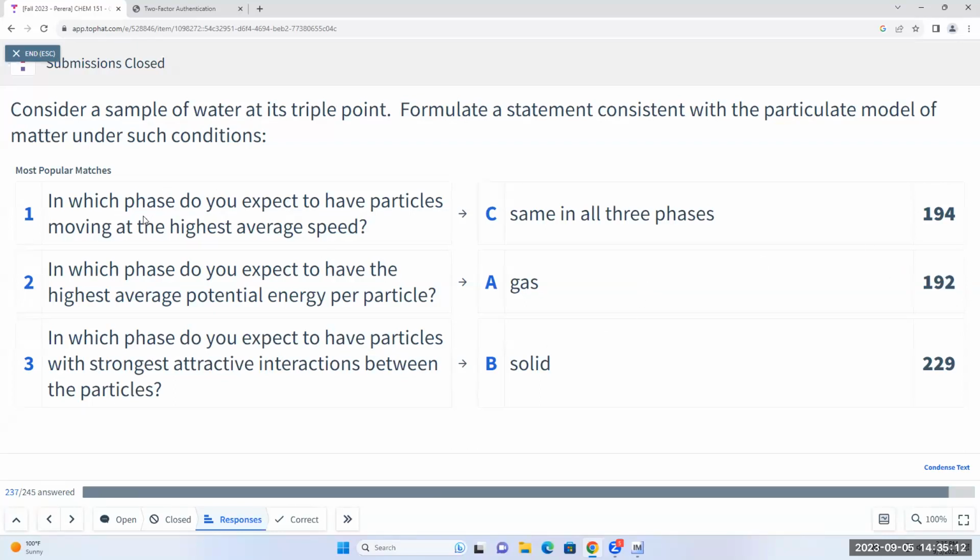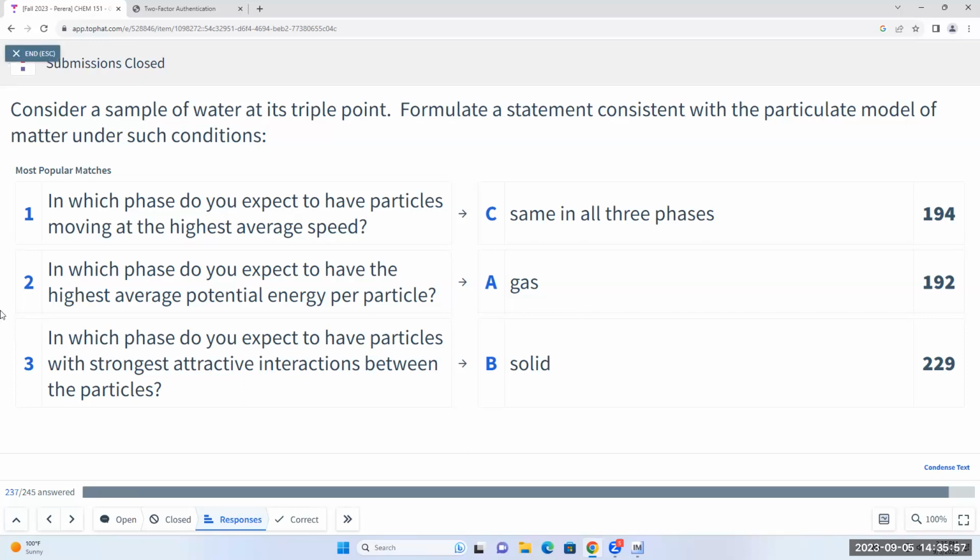So in which phase do you expect to have the highest average potential energy per particle? Gas. Why? In gases, we have the particles furthest apart from each other, meaning weakest attractive interactions. The weaker the attractive interactions, the higher the potential energy. This is going back to the mantra we wrote in our notes. The stronger the attractive interactions, the lower the potential energy. And the other way around, the weaker the attractive interactions, the higher the potential energy. So in gases, we have the weakest attractive interactions, meaning we have the highest potential energy. So that is that.